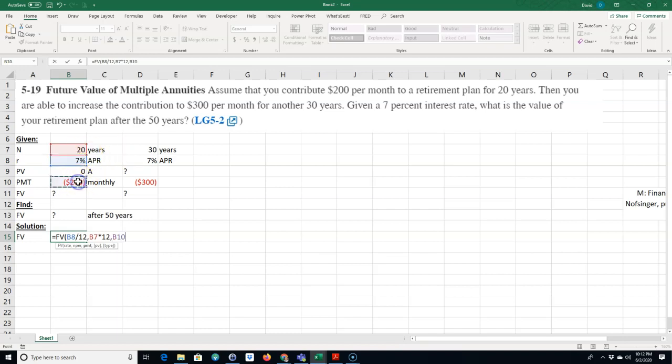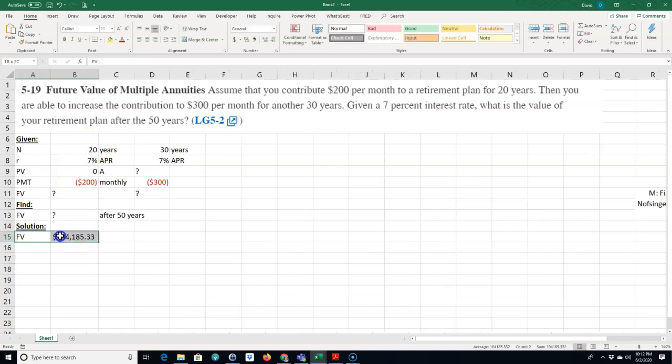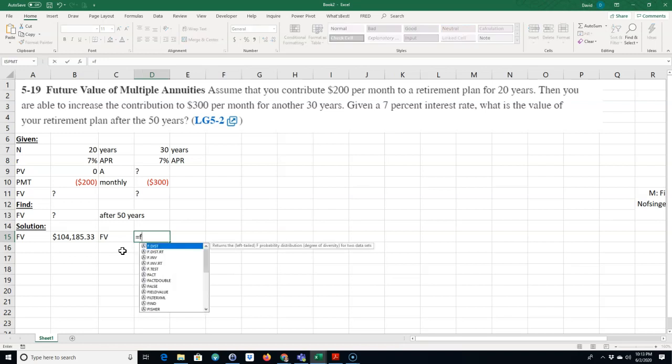Our payment is $200, and we could stop right there and not even put a parentheses, but we can go ahead and put the present value as 0, close the parentheses. So after 20 years doing $200 a month at 7% APR, I'll have accumulated $104,185. All right. So then we can calculate the future value again after 50 years. So I can go equals future value. And we're using the same rate, and remember we got to divide that by 12 because it's per month.